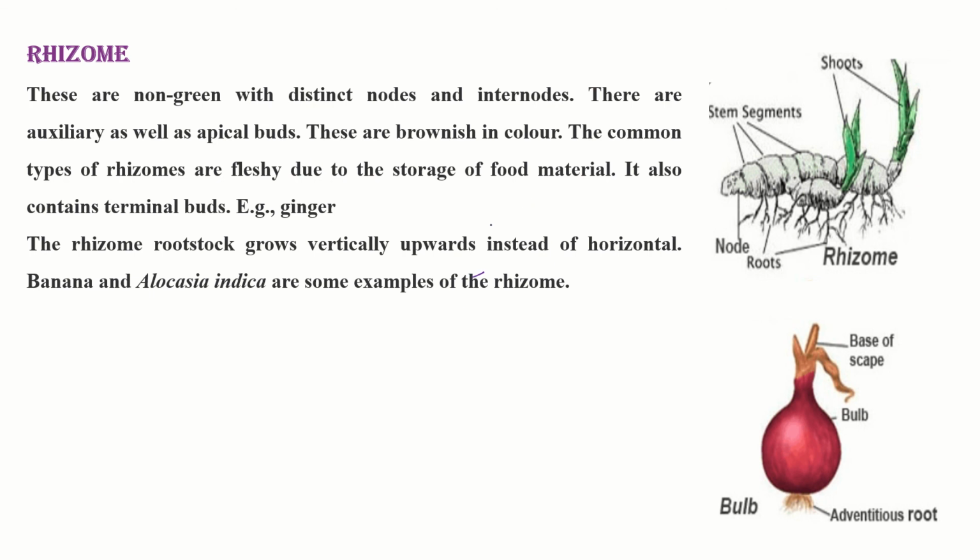There are axillary as well as apical buds. These are brownish in color. The common types of rhizomes are fleshy due to the storage of what? Due to the storage of food material. It also contains terminal buds. A very famous example is ginger. The rhizome rootstock grows vertically upwards instead of horizontal. Some important examples are banana, alocasia indica.